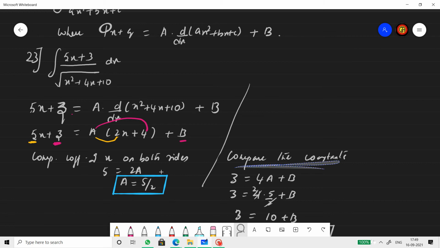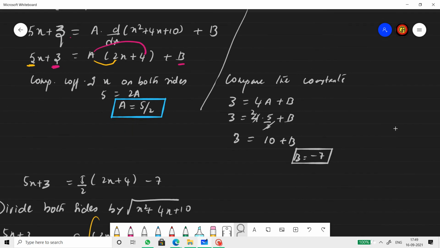Then compare the constants. So 3 is a constant. Over here 4a is a constant and b is a constant. So 4a plus b equals 3. This way we get an equation for a and b. A we already found, so substitute the a value and find the b value.